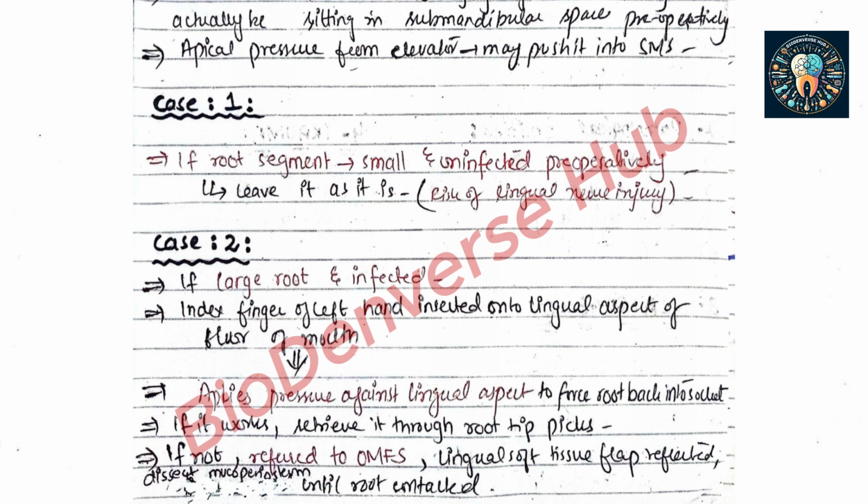But if it doesn't work well, in that regard you need to refer the patient to the oral and maxillofacial surgeon, or the lingual soft tissue flap is reflected and the mucoperiosteum is dissected until the root is contacted. After that, retrieve it, then close the wound and suture the flap.